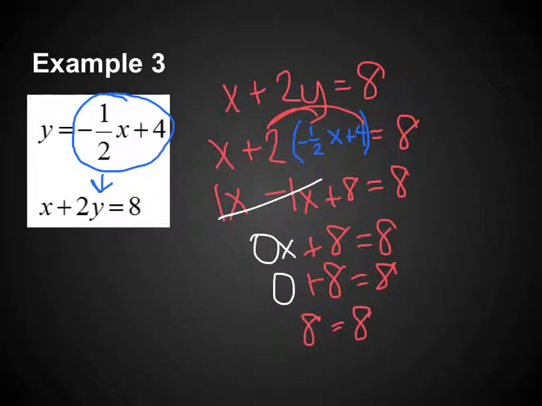We no longer have an x or y value. We're trying to find the values for our ordered pair. Since our x and y have gone away, we're going to look and see if we have a true statement or a false statement. 8 equals 8 is a true statement. That means for this problem, there are infinite solutions.